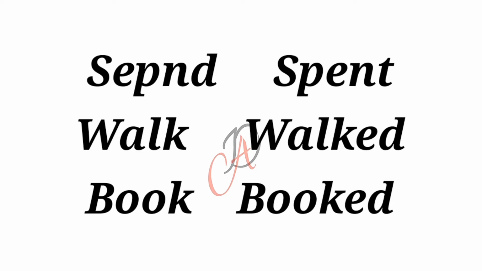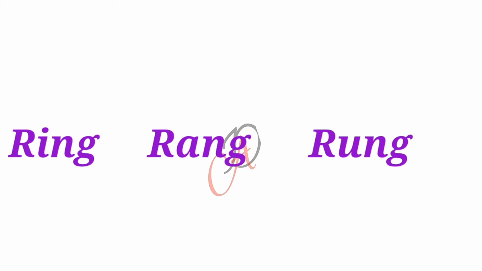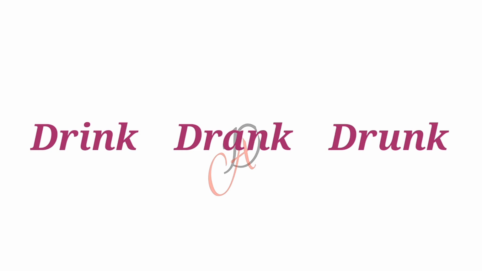Okay, the next type of verb is strong verb. These verbs are those in which the vowels in the verb stem change from I to A to U from the present indefinite to the past participle form of the verb. For example, ring, rang, rung. When we observe these words closely, we can see I to A to U, that is ring, rang, rung. And the next example verb is drink, drank, drunk. Here we can see the verb stem changes from I to A to U.